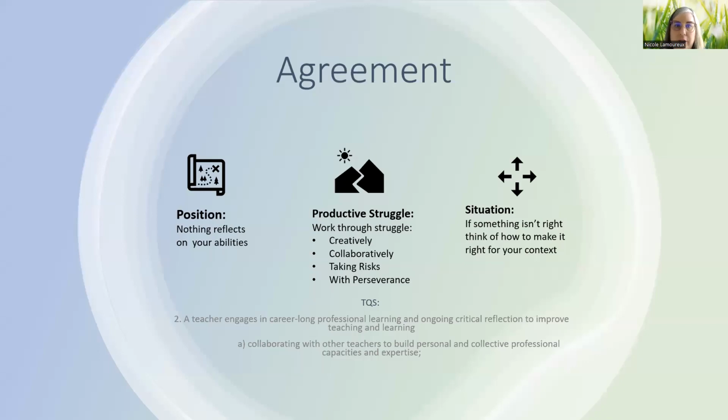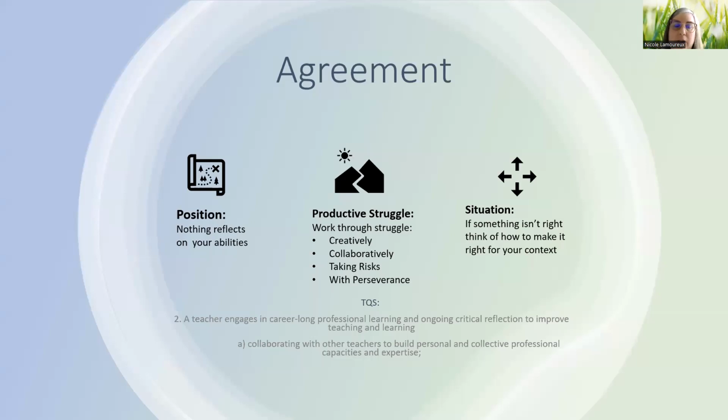And I want to start off with an agreement between all of us, and that is to position ourselves that nothing is a reflection of your abilities. This is a new curriculum that we are all working through together, and we're going to have some productive struggle to work through creatively, collaboratively together, and to take some risks and with some perseverance. Also the situation: something might not work in your context, so think about how it might work in your context. So that creativity piece of problem solving. And we're also here to help if you have questions.